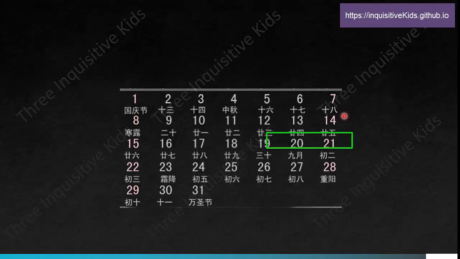Now let's try another one. We have 3, 10, 17. What pattern can you observe from these three numbers? To get from one number to the next, you need to add 7. 3 and 10 have a difference of 7, and 10 and 17 have a difference of 7 as well.